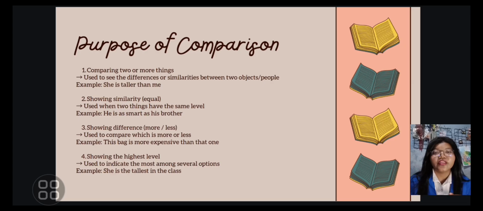Three, showing difference, more or less, is used to compare which is more or less. Example: this bag is more expensive than that one. Four, showing the highest level is used to indicate the most among several options. Example: she is the tallest in the class.